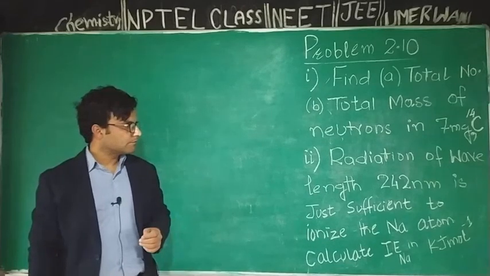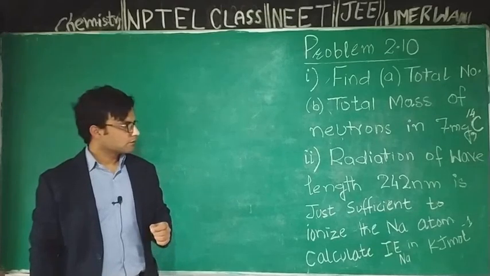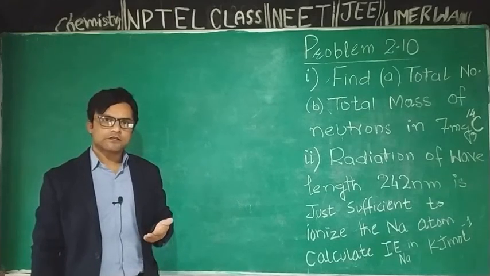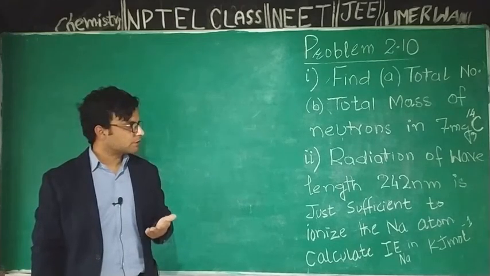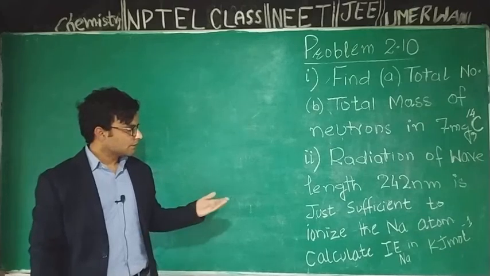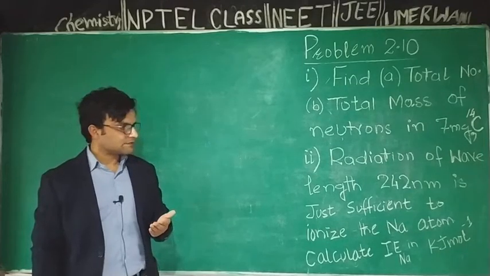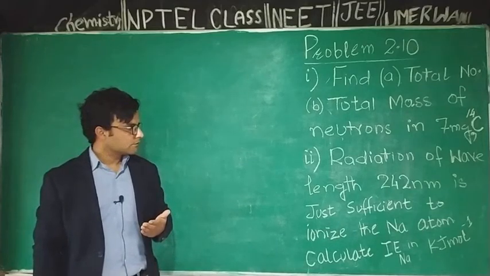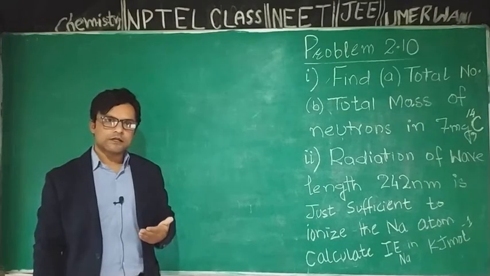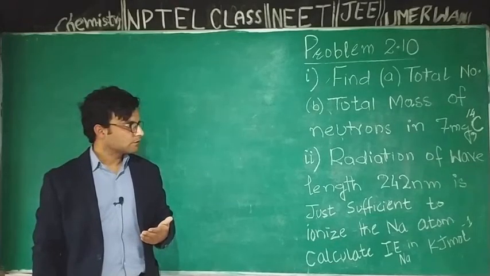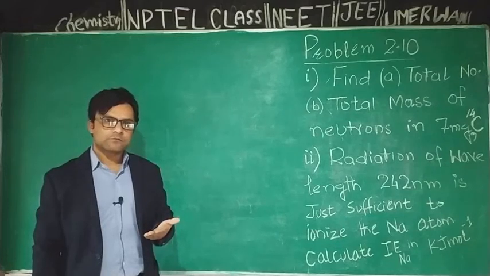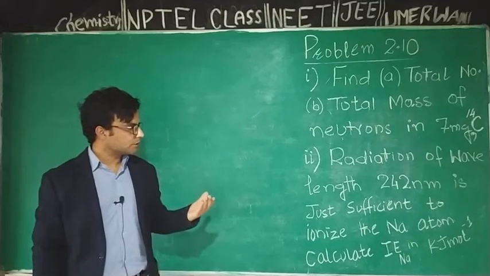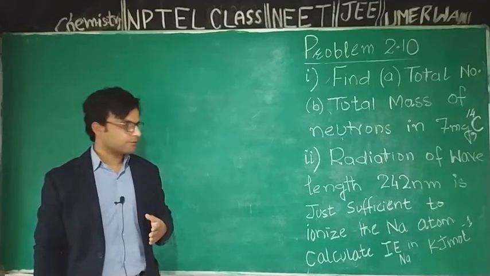In part second, it is given that electromagnetic radiation of wavelength 242 nanometer is just sufficient to ionize a sodium atom. When a sodium atom absorbs electromagnetic radiation of wavelength 242 nanometer, it is just enough.